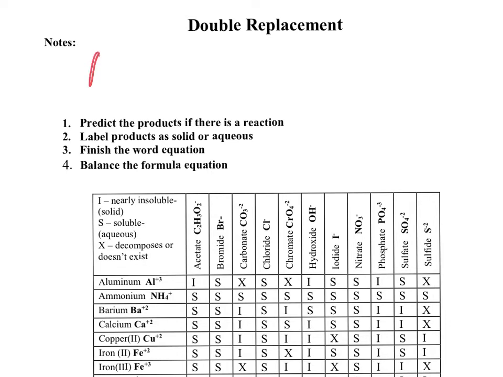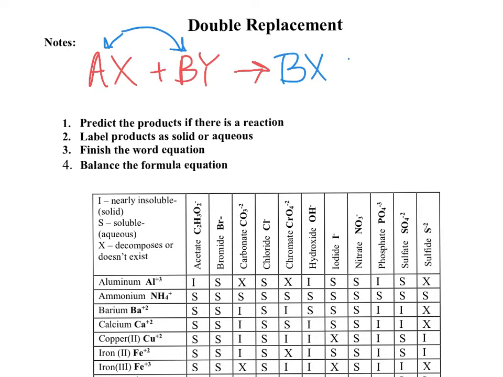And if we think about it, a double replacement reaction means that two different compounds meet up. Now, if the situation is right, what can happen is that the cations can swap. And if they do, a new compound is formed for each. So B and X are now together, and A and Y are now together. So they just traded places. If that happens, that's called a double replacement.